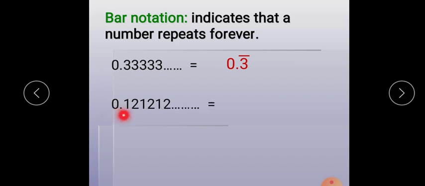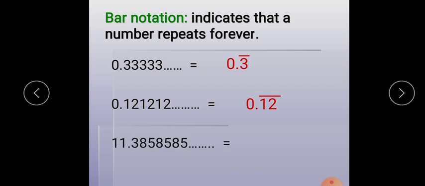Let us see one more example. 0.121212. As you can see, the digits 1 2 are repeating, 1 2, again 1 2, again 1 2. So we can write it as 0.12 bar. The bar over 1 2 means 1 2 will go on repeating, 1 2 1 2 and so on.